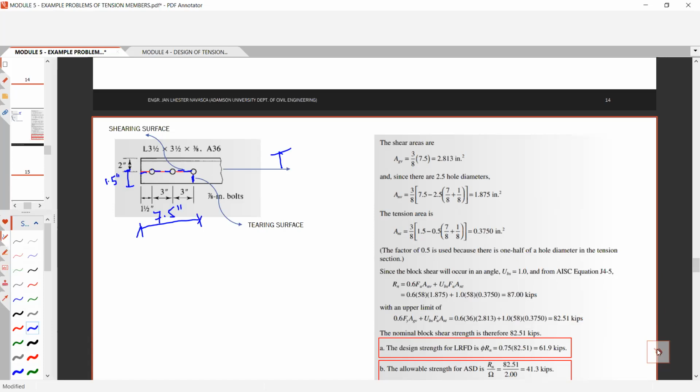Okay, therefore your tension area is 3/8, the thickness of your angle bar, multiplied by 1.5, the total width, minus 1/2 of the hole. So that is 0.5 multiplied by the hole diameter. Then the thickness. That is why you get 0.375 square inches for ANT.